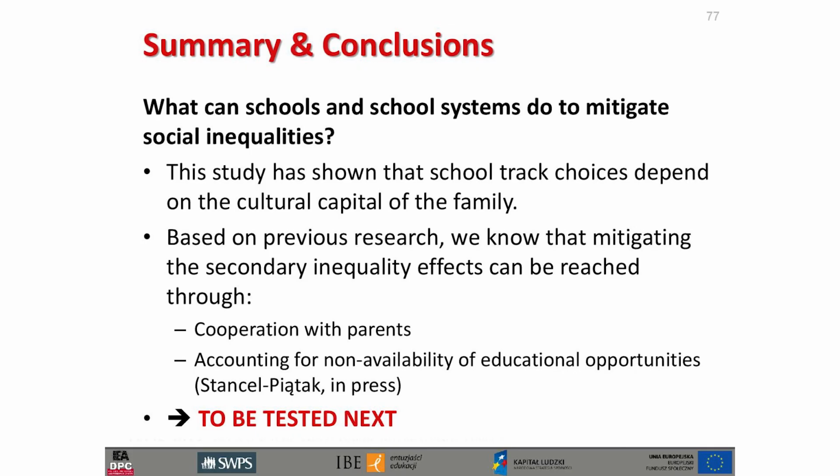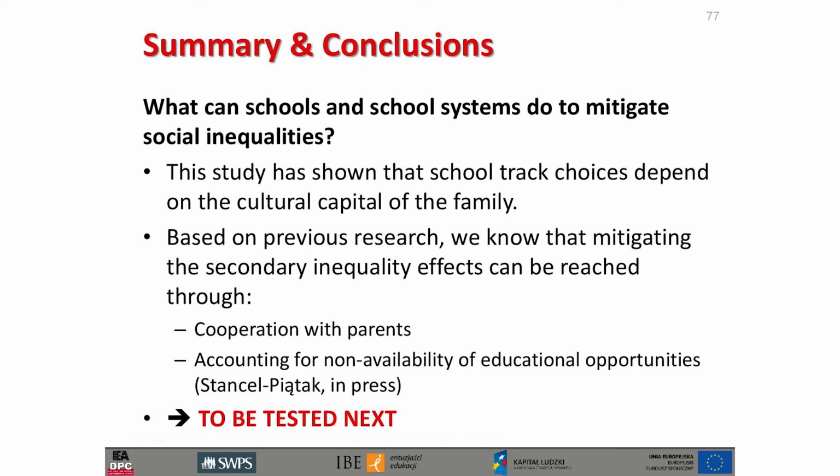This study has shown that school track choices depend on the cultural capital of the family. To address this issue, based on previous research, we know that mitigating the social inequality effects can be reached through, for example, cooperation between teachers and parents. We know from the rational choice theories that, for example, access to information is worse for parents from disadvantaged families. This is something that the school system could address. Accounting for non-availability of educational opportunities could be something that can be done on the school system level. For example, there have been some attempts to provide, let's say, transportation to higher school tracks for disadvantaged children in rural areas. That could be a very concrete thing that can be applied.